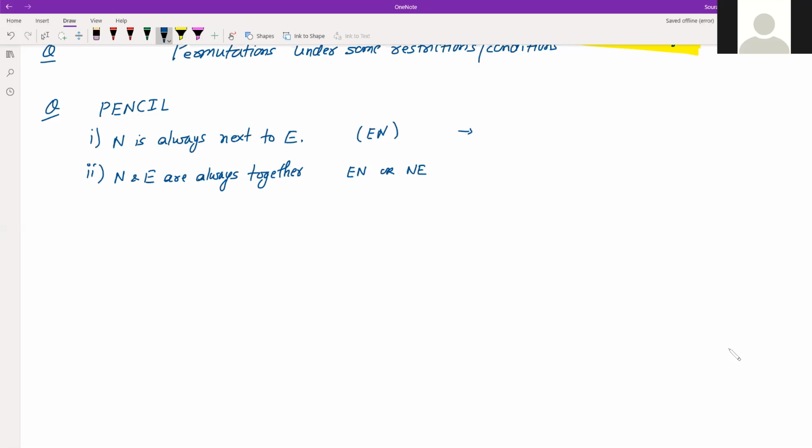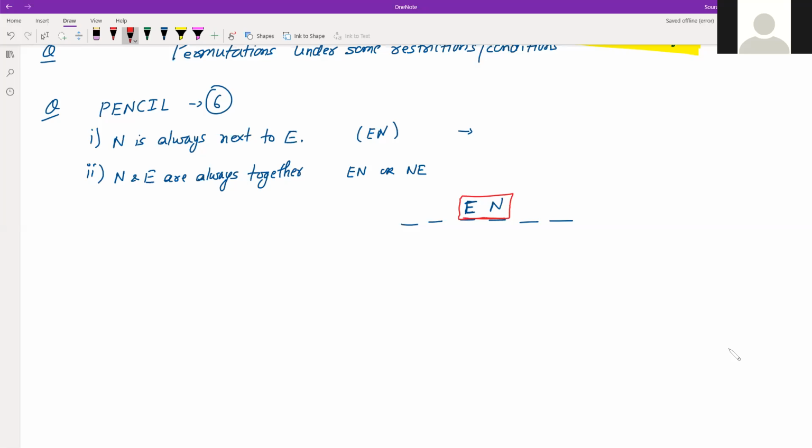Sir, can you explain yours? Okay. See, how many letters are there? 6, right? So there are these 6 letters, and they have to be arranged. But what we have now is that E and N should always be together, that is, N is always next to E. So this should always be like this. How to do that? I can close them in a box.